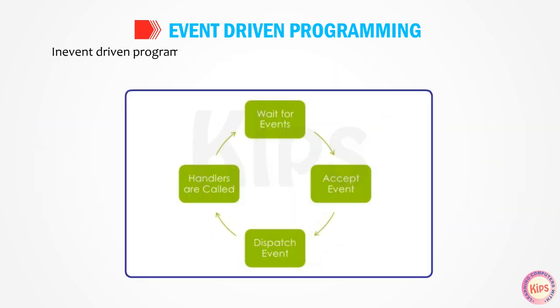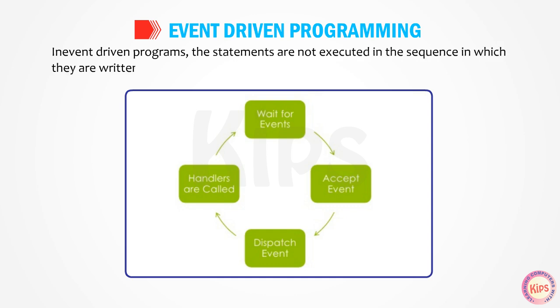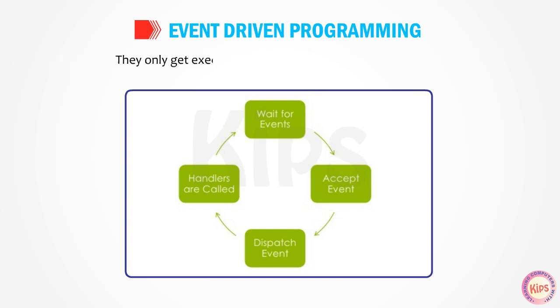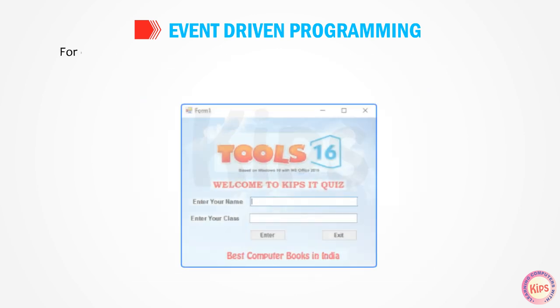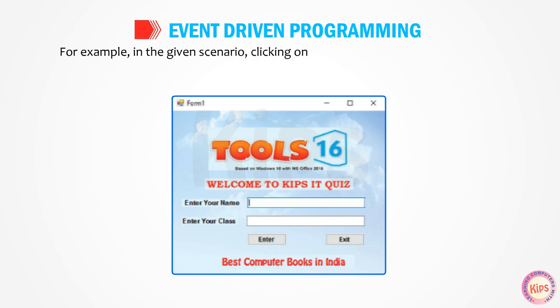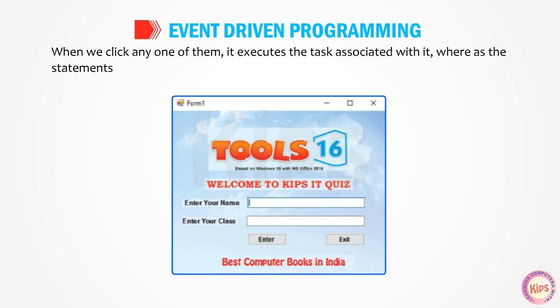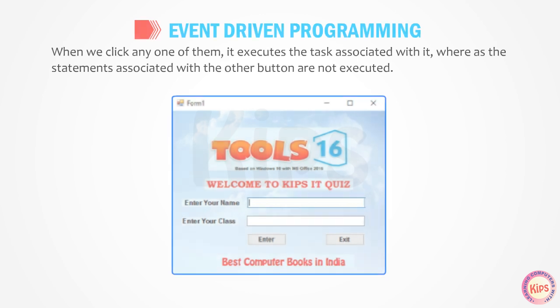In event-driven programs, the statements are not executed in the sequence in which they are written. They only get executed when a corresponding event occurs. For example, in the given scenario, clicking on the enter and exit buttons are two different events. When we click any one of them, it executes the task associated with it, whereas the statements associated with the other button are not executed.